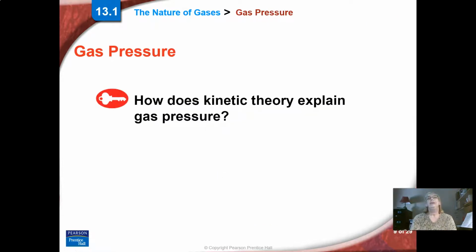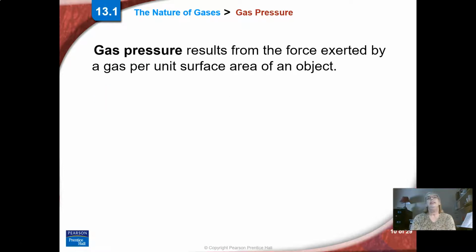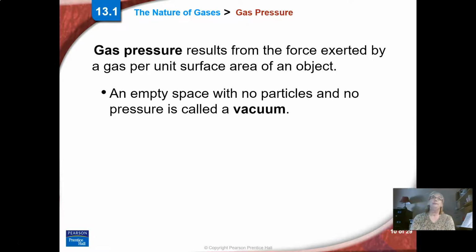So gas pressure is when the gas particles hit the side of the container that they're in, and the force depends on how many gas particles are hitting a particular square inch or square centimeter side of that container. So that's how we measure gas pressure. If there's no gas somewhere, we call it a vacuum. So if you think of outer space, it's pretty much a vacuum. There's hardly any particles moving around in that area, so that's called a vacuum.